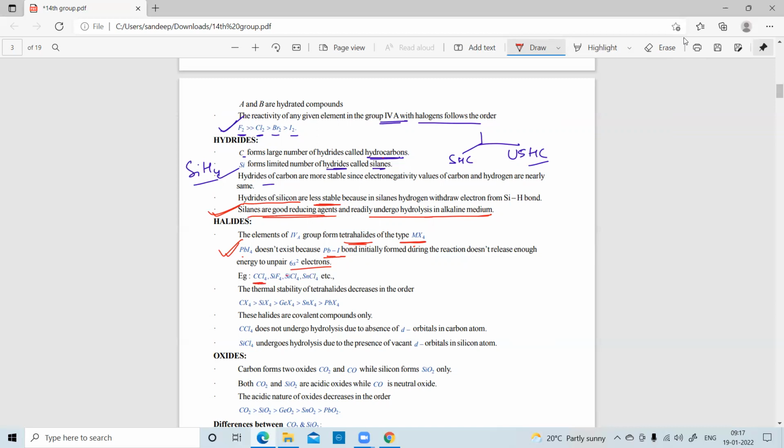Examples of tetrahalides are CCl4, SiF4, SiCl4, SnCl4. CCl4 is called carbon tetrachloride, SiF4 is silicon tetrafluoride, SiCl4 is silicon tetrachloride, and SnCl4 is tin tetrachloride.